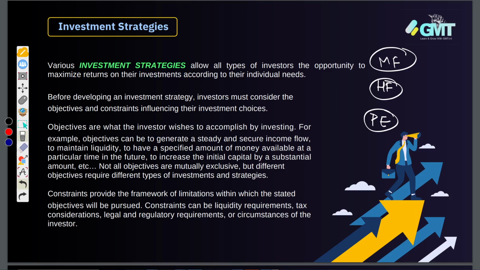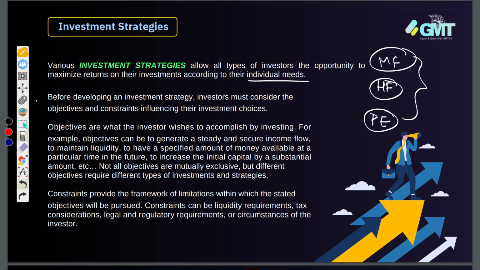So you can relate this with strategies. Strategies always come with individual needs, right? And the investment banks incorporate the needs of each individual and design pools, and those pools you can call mutual funds, hedge funds, and private equities.